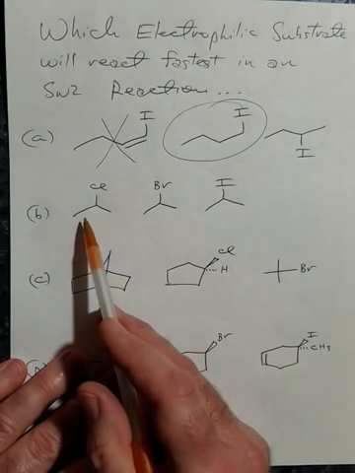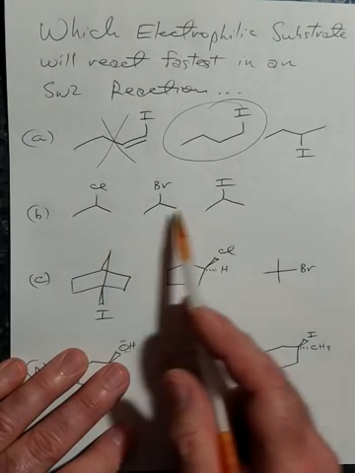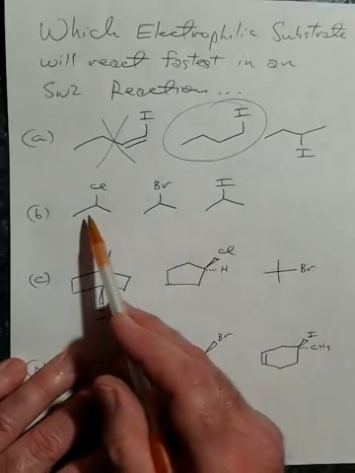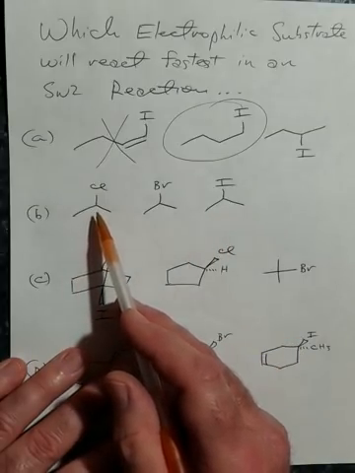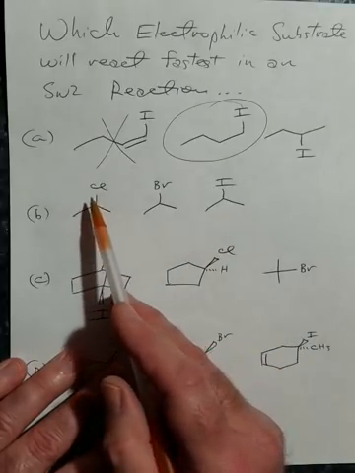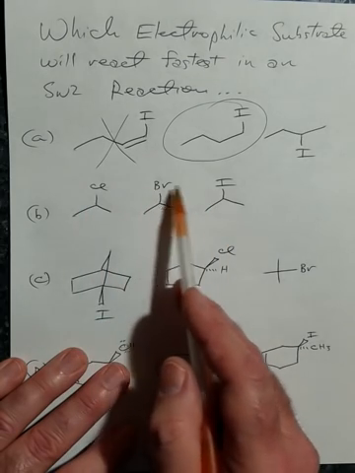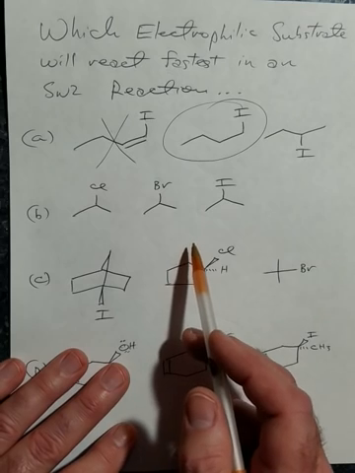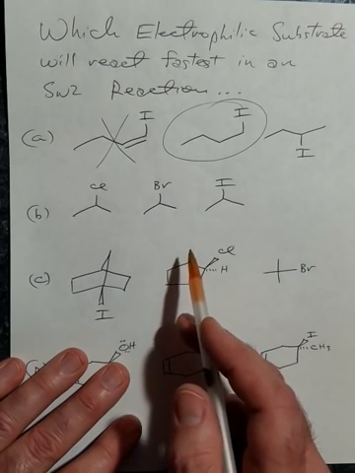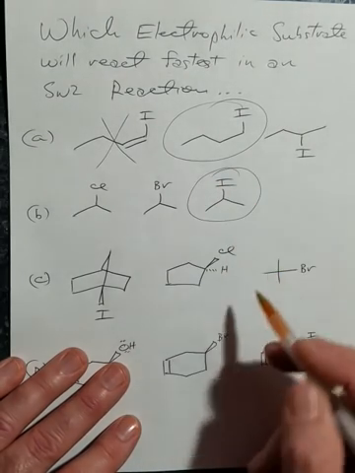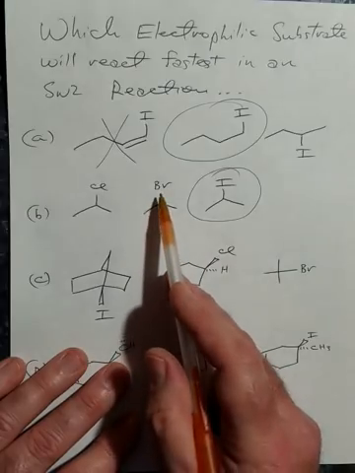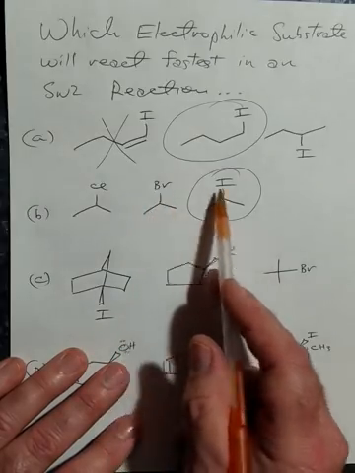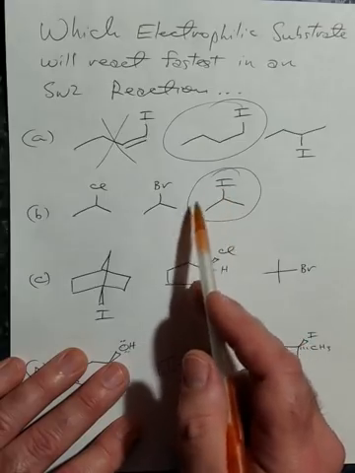Let's look at B. In this case, we have a lot of similarities. They're all 2-halopropanes, where the halogen atom is the only difference: chlorine, bromine, or iodine. So in this case, we need to go back and look at our leaving groups, and we realize that the iodide is actually the best of the 3 leaving groups. Bromide anion is also a good leaving group, but iodide's the very best.